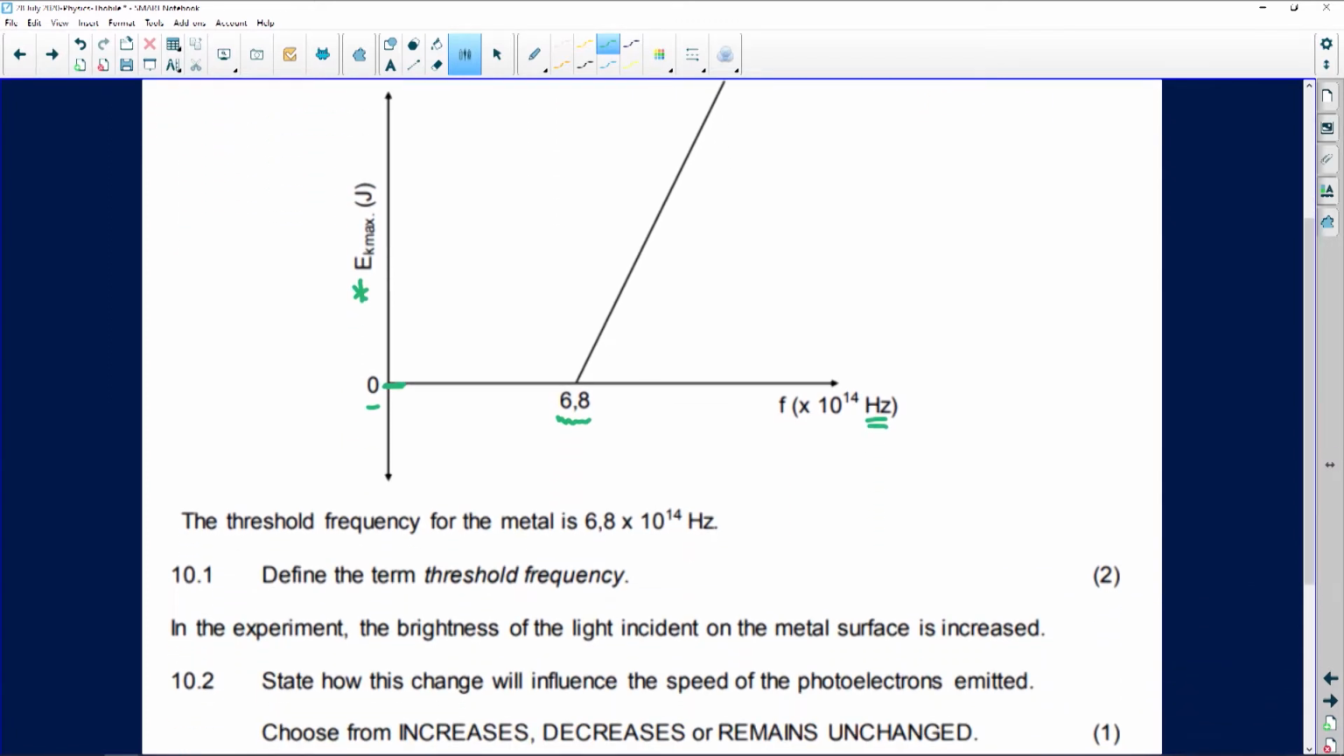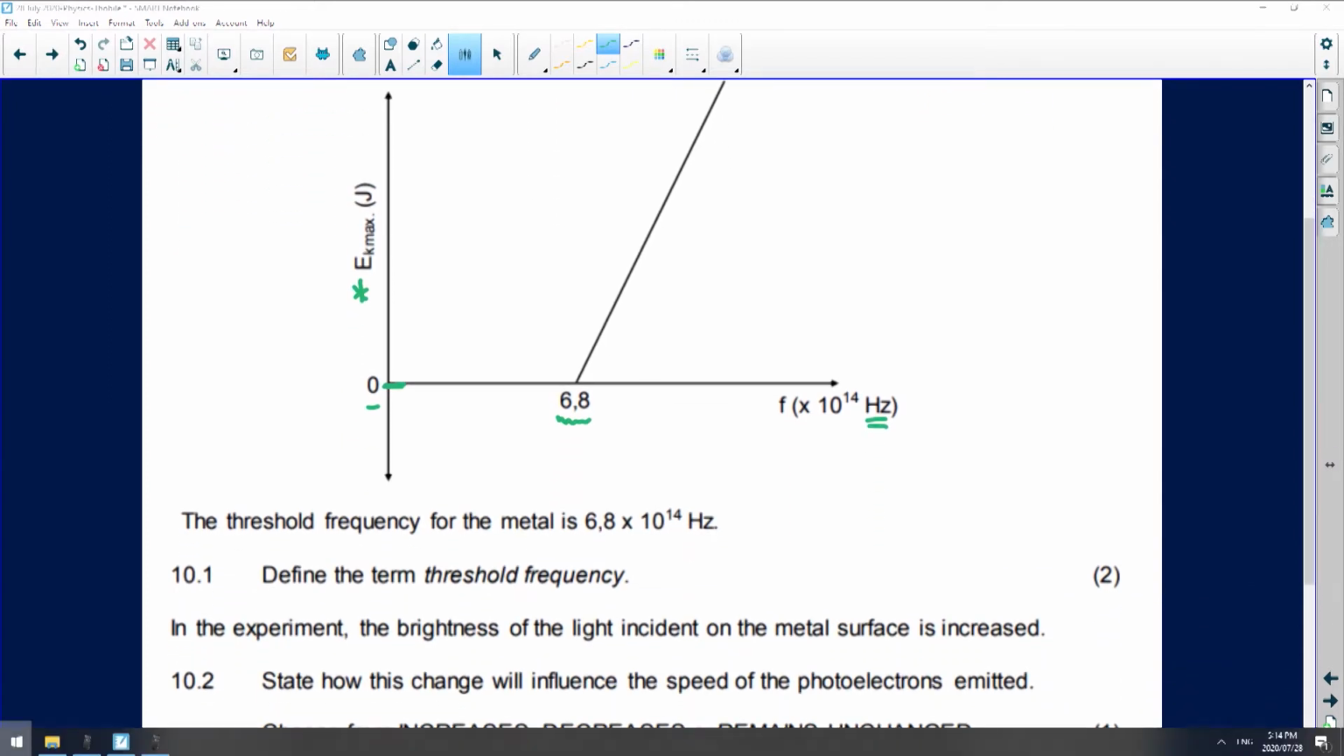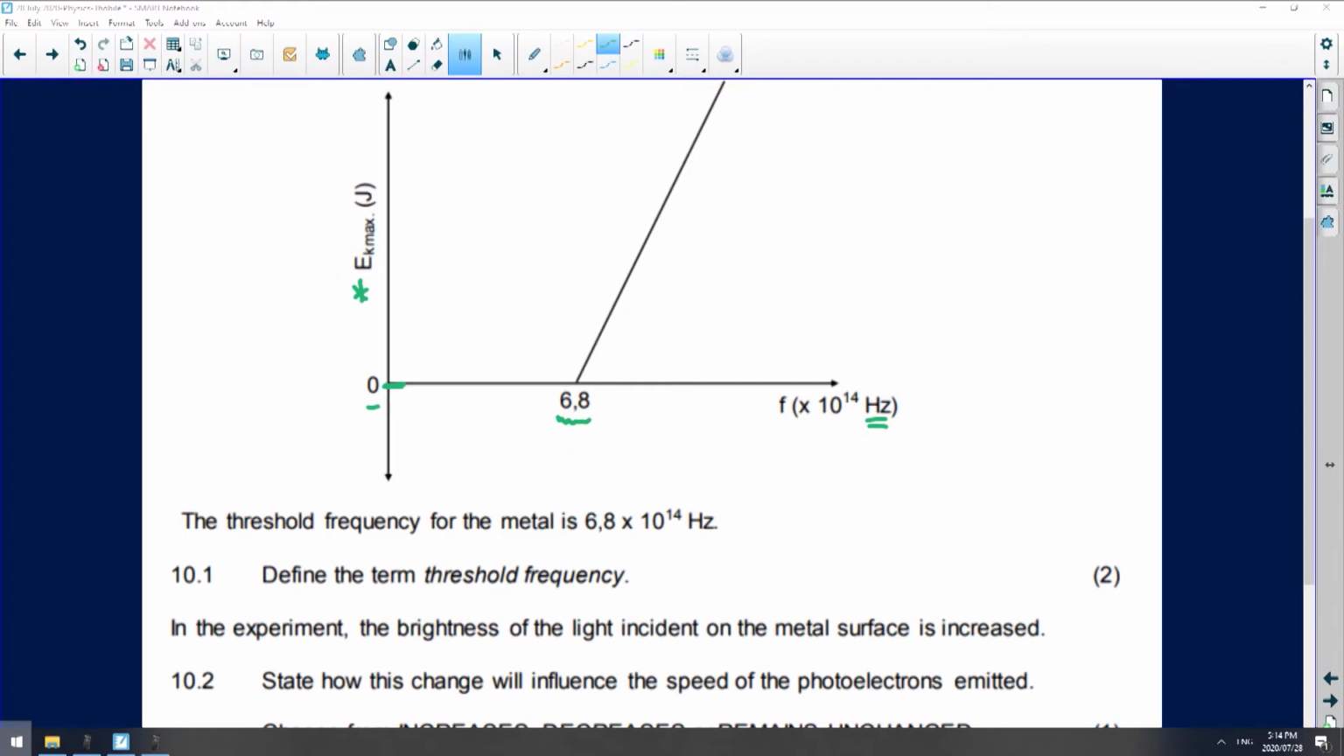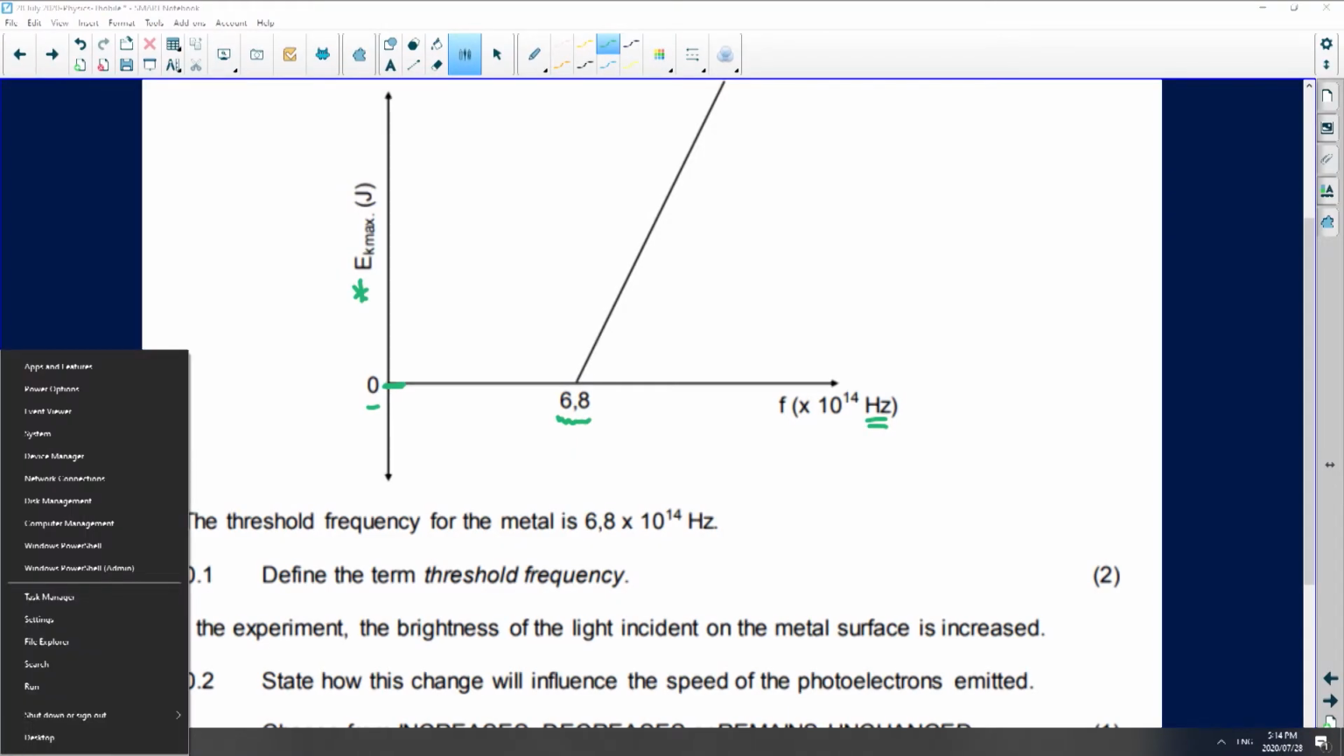Let's move down. So the question here says the threshold frequency of the metal is 6.8. Now, one thing that you must always remember, you're going to have some clues in your question. So here they're telling us the threshold frequency. They've already given it to us. They've given us the graph. So they're already saying, please use the threshold frequency. And in the next question, they say, define the term threshold frequency.